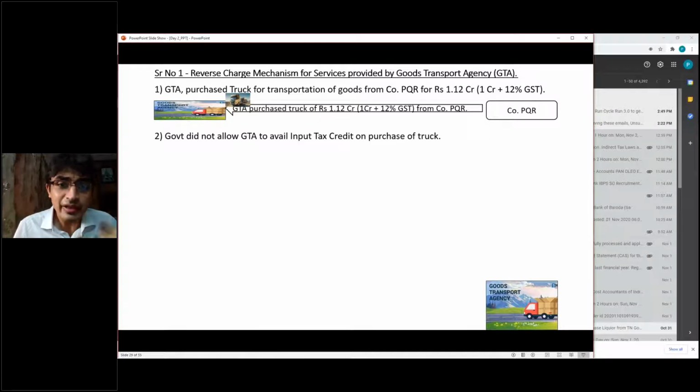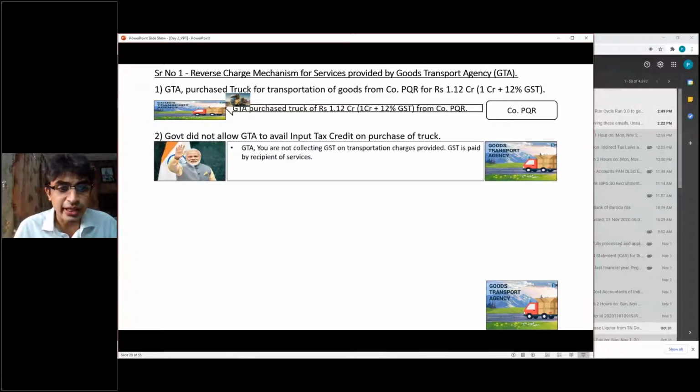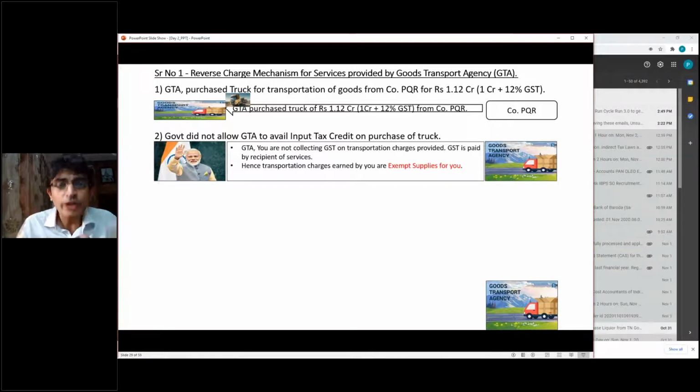Now, government is restricting me. Mr. GTA, whatever service I give, I'm not collecting GST. Am I right? The recipients are paying, I'm not paying. So government is saying that Mr. GTA, you are not collecting GST on transportation. For a GTA, the transport services are exempt. Why? Because the recipients are paying tax. GTA is not paying tax, GTA is not collecting tax. For GTA, the transportation services are exempt.